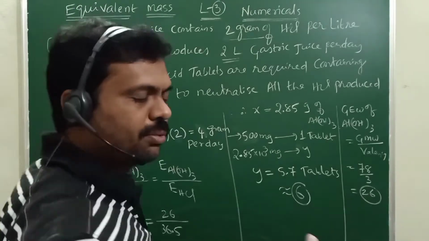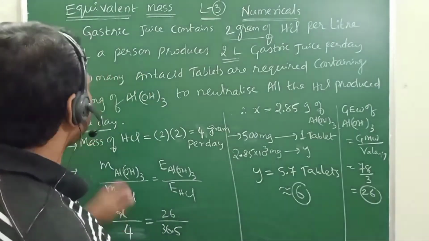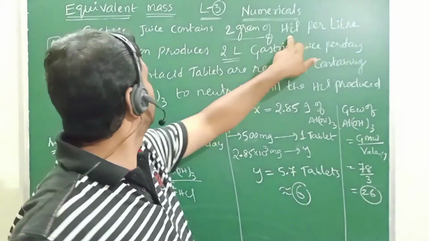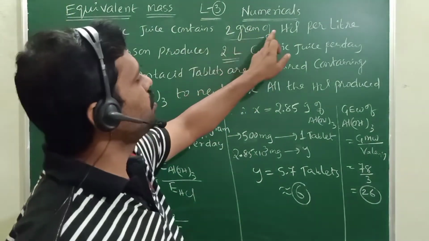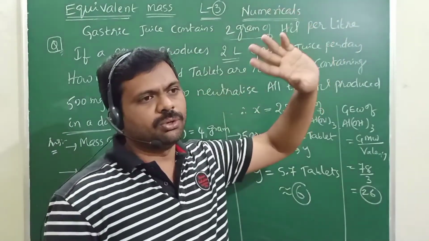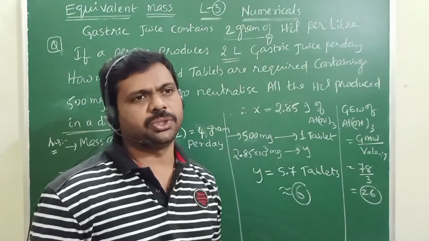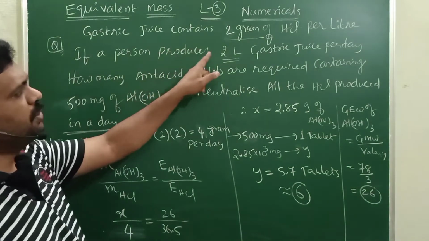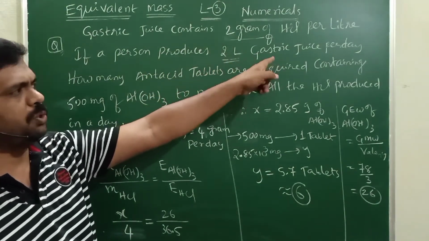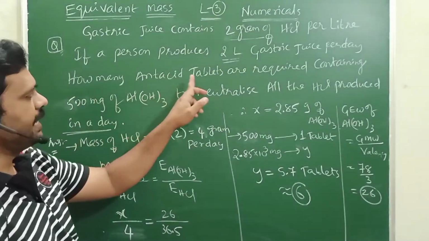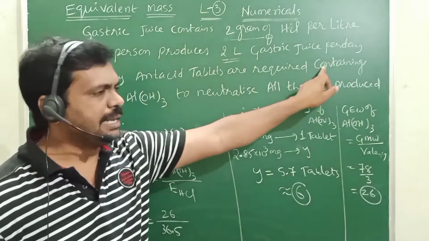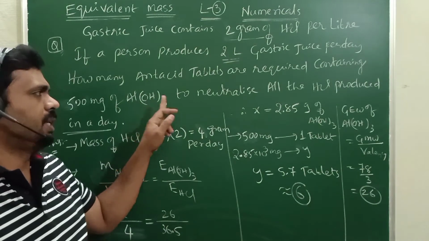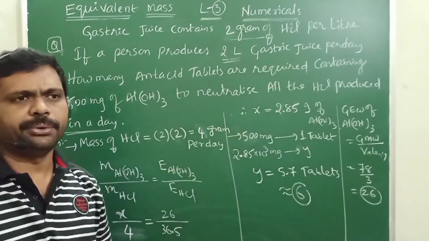Alright, so another question. Gastric juice contains 2 grams of HCl per liter. So 1 liter of the gastric juice contains 2 grams of hydrochloric acid. If a person produces 2 liters of the gastric juice per day, how many antacid tablets containing 500 milligrams of aluminum hydroxide are required to neutralize all the HCl produced?